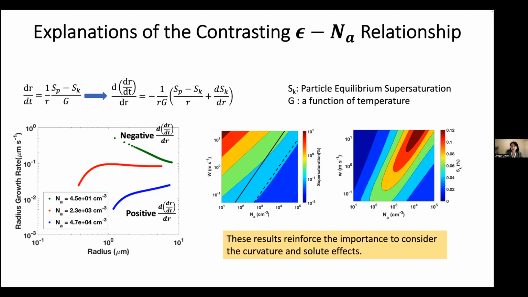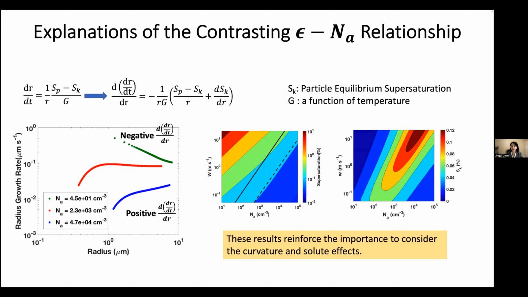First, we take the derivative of this dR/dt with respect to the radius, as the blue arrow shows. There are 2 terms on the right-hand side. For a growing cloud droplet, the parcel supersaturation is usually larger than the equivalent particle supersaturation. This one serves as a driving force for the water vapor condensing on the droplet. The first term has a negative contribution to the derivative. The dSK/dR is usually negative for the cloud droplet. Then the second term has a positive contribution to the derivative.